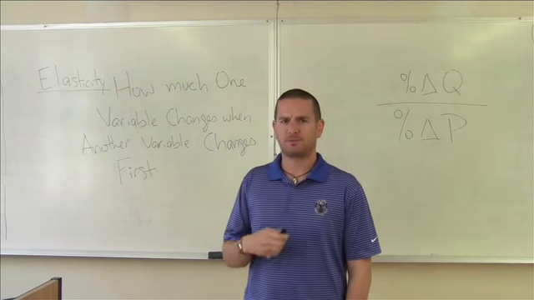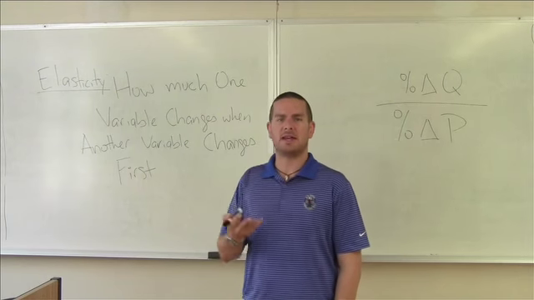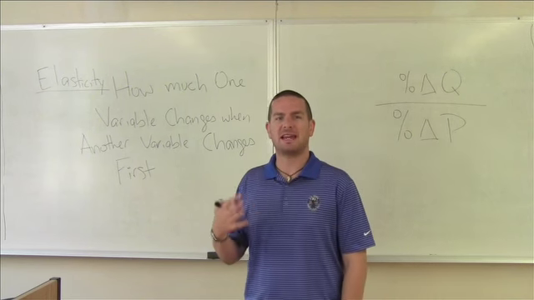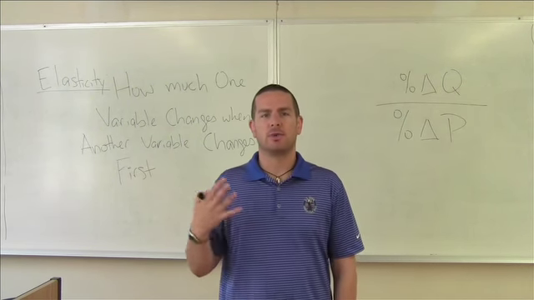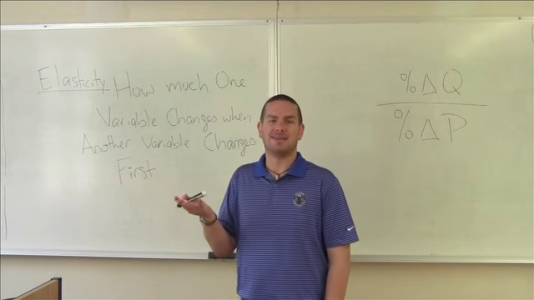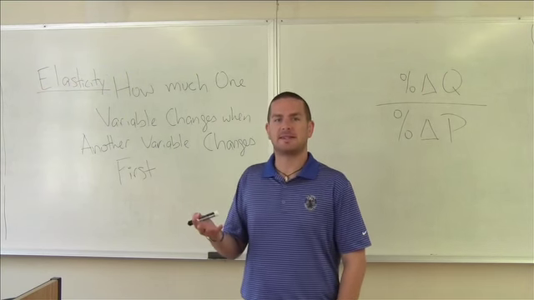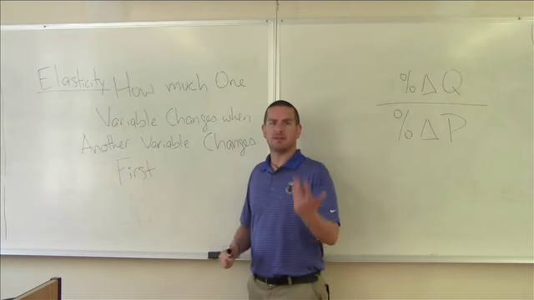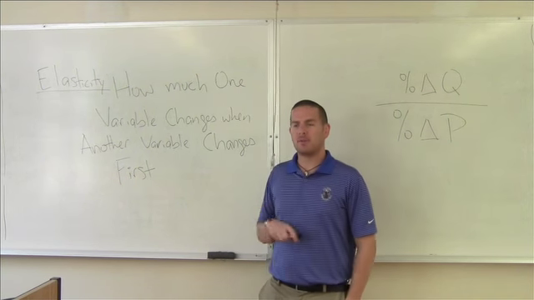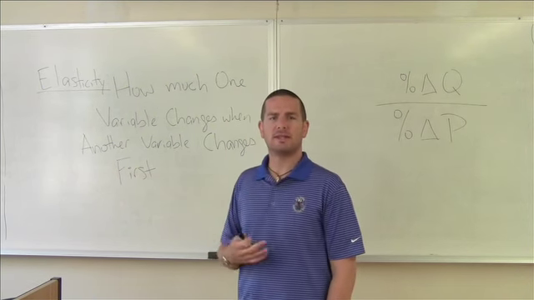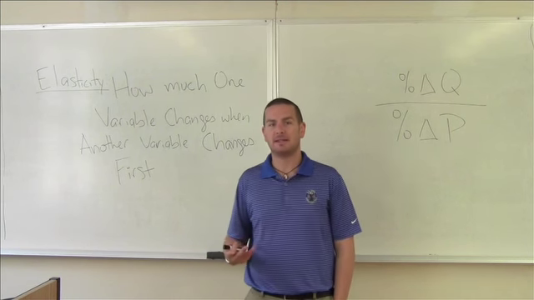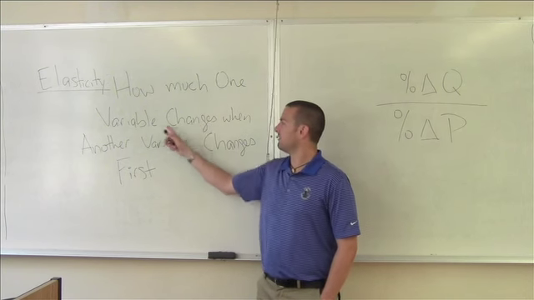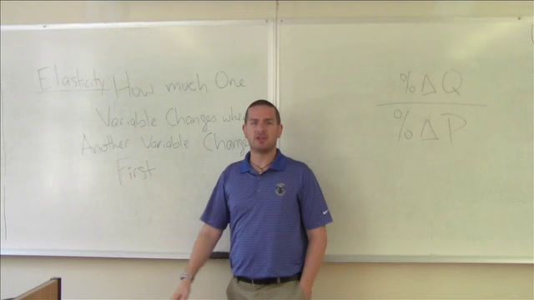So in other words, an easy example: how much extra gasoline do you buy for your car when the price of gas goes up 10 cents? That's what elasticity is. The price has gone up. That's the first variable that's changing. And then how much gas do you buy? What is your quantity demanded of gasoline now that the price has gone up 10 cents? That would be how much one variable changes when another variable changes first.